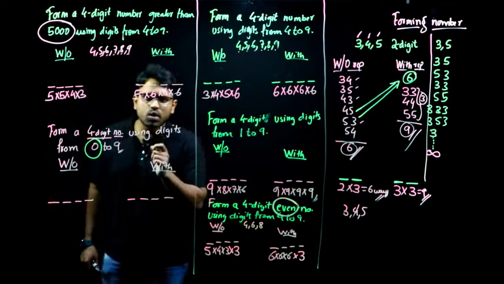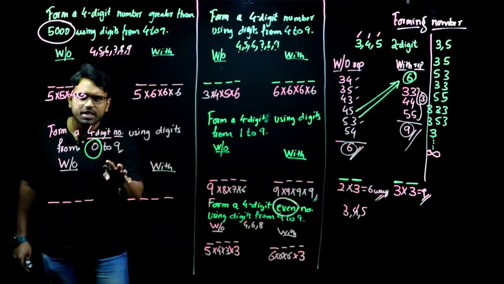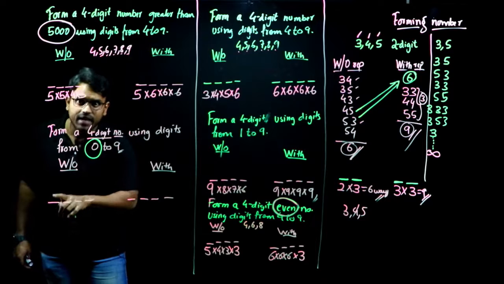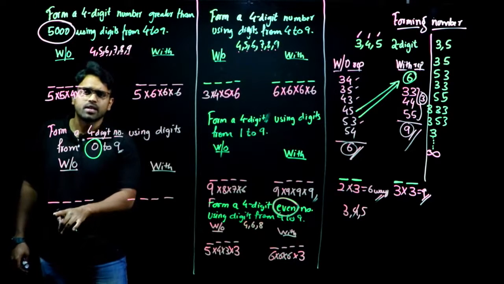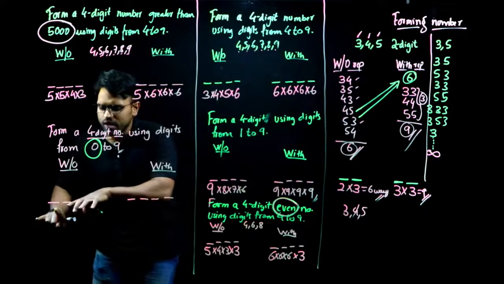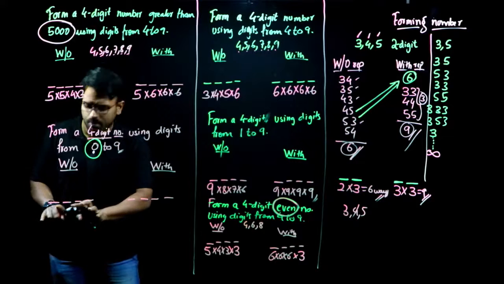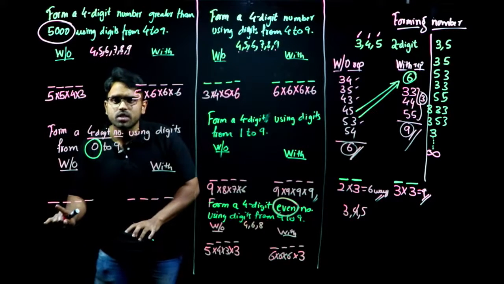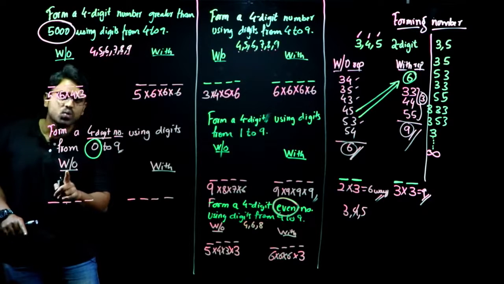Whenever you see a 0 in the statement, 0 itself is the condition, guys, because we are trying to form a 4-digit number, and I cannot have a 0 in the thousands place. If I have a 0 in the thousands place, what will it become? It will become a 3-digit number, guys. So I cannot have a 0 in the thousands place.